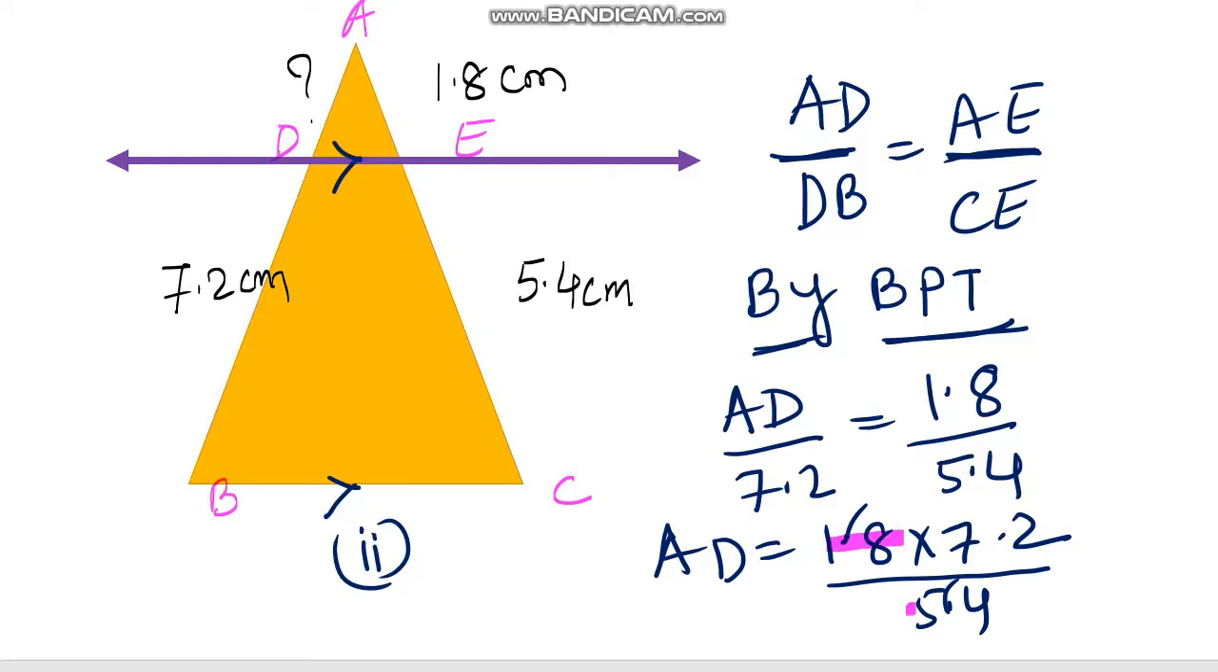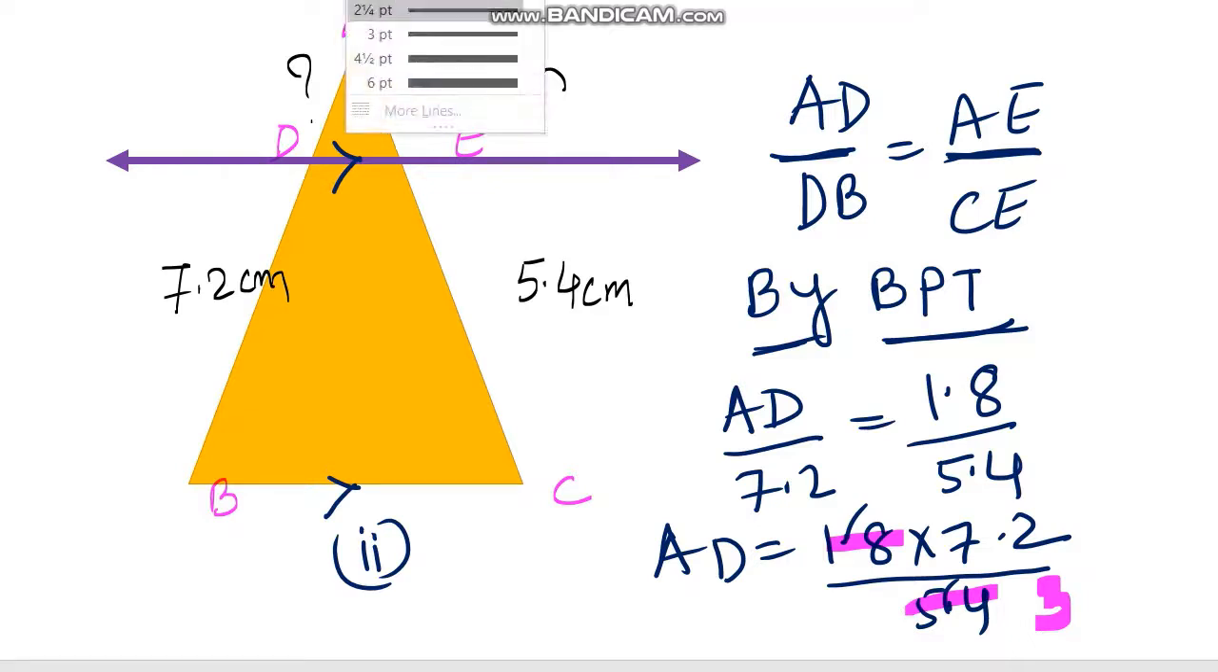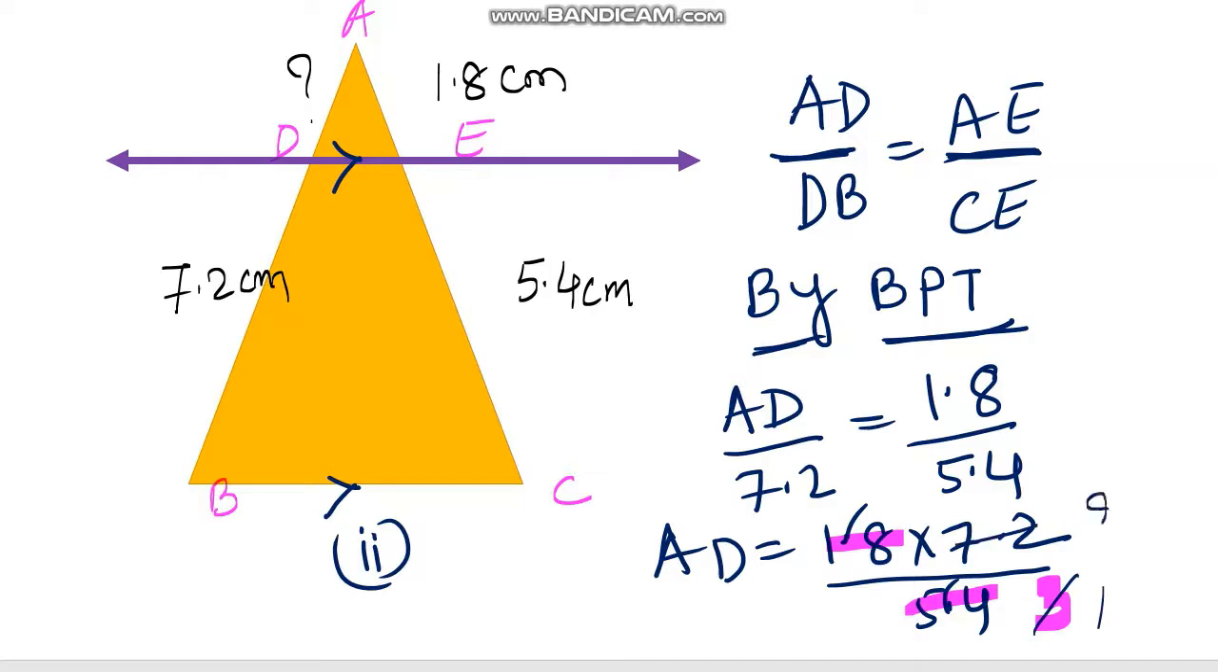18 ones are 18 and 18 threes are 54, and you can also cancel this particular 7.2 by 3 because it comes in the table of 3. So see, 3 ones are 3 and here 3 twos are 6 and 1 left, 1.2. So put point, then 12, 3 fours are 12. So from here it is very clear that AD is equal to 2.4 centimeters. So AD is equal to 2.4 centimeters.